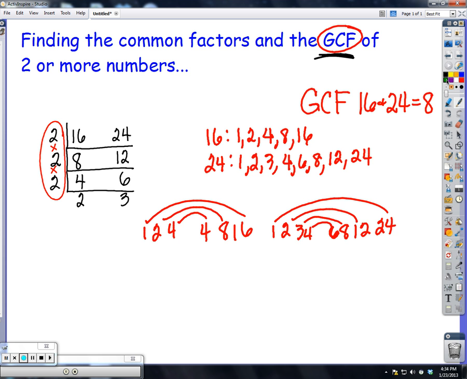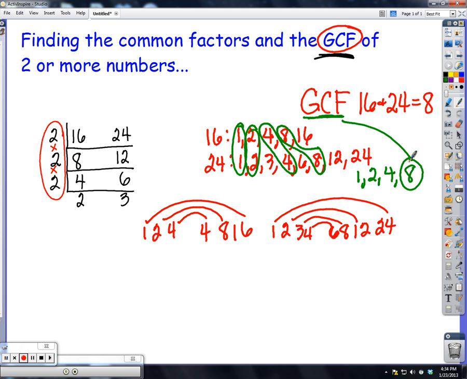Now we circle the common factors. 1, 2, 4 is a common factor. 8 is a common factor. It's okay if you have to circle diagonally. And that's it. So now when you look at all the common factors, which are 1, 2, 4, and 8, the greatest common factor is 8, which is what we found over here in the ladders.